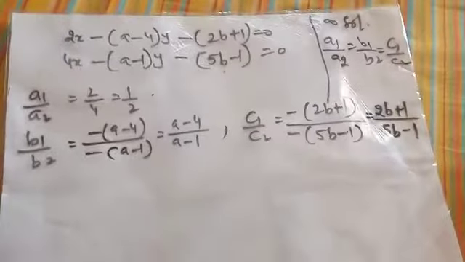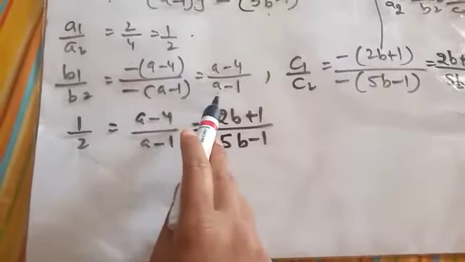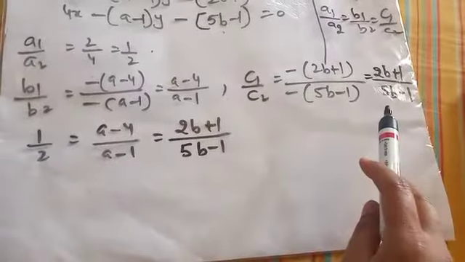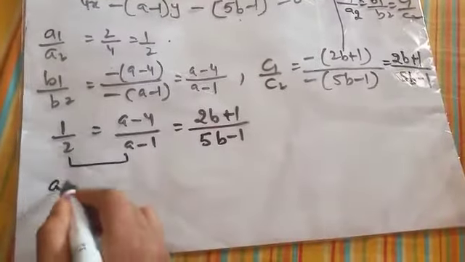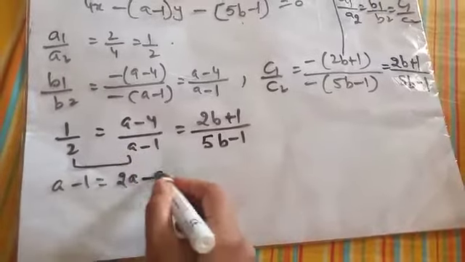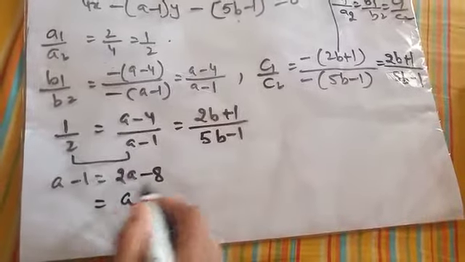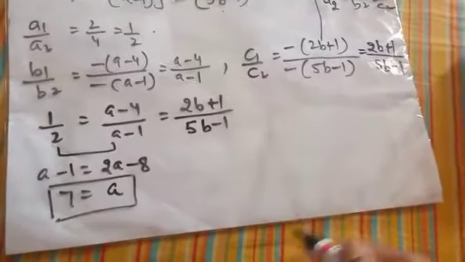Now we have to find out the answers. So I have got 1 by 2 is equal to (a - 4) upon (a - 1), is equal to (2b + 1) upon (5b - 1). Compare these two. a - 1 is equal to 2(a - 4) gives 2a - 8. So the value of a will be 8 - 1, 7. So the value of a is 7.